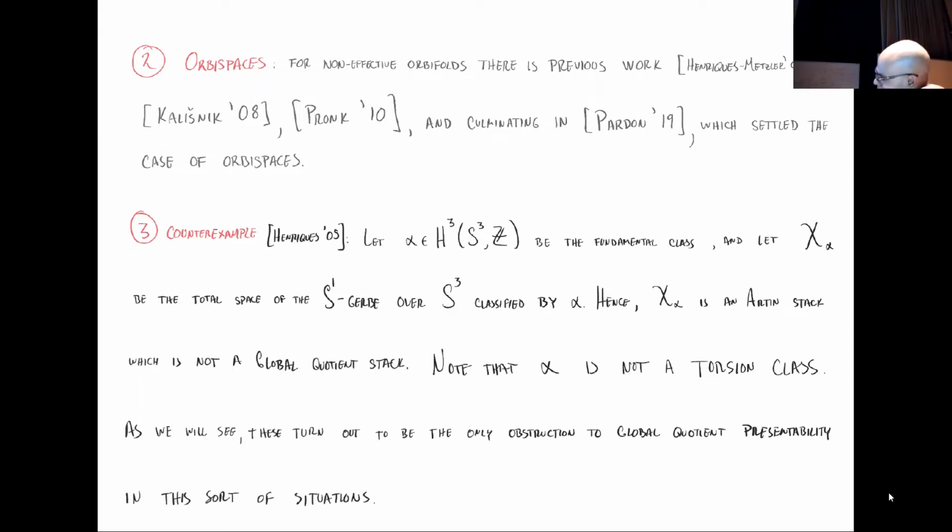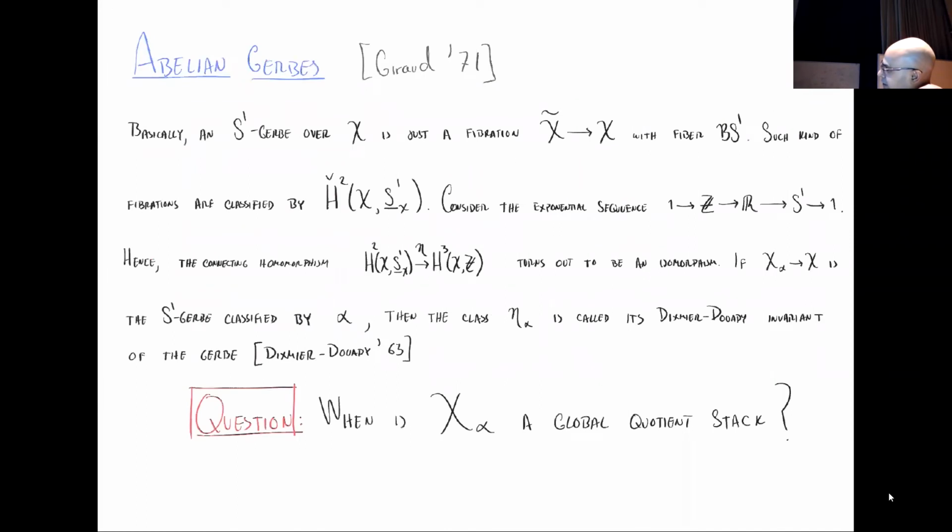However, note that the class which defined the stack has no torsion, since it is the generator of H3, which is just Z. So this class which defines the gerbe X alpha is defined by means of a non-torsion element. And in fact, I would like to point out in this talk that this is the only kind of obstruction to global quotient presentability. So in order to explain this, let me briefly recall what is an S1 gerbe.